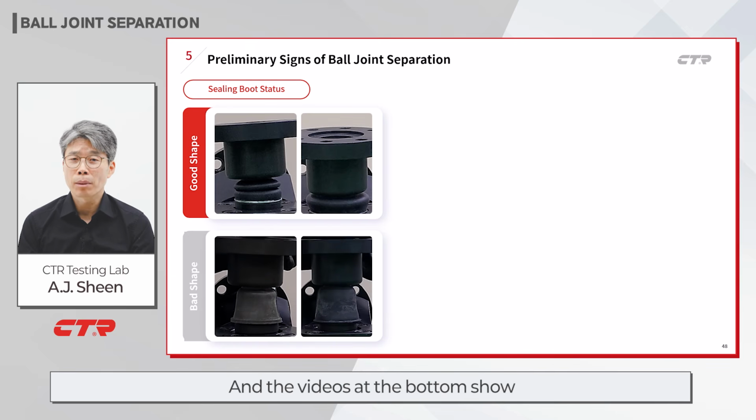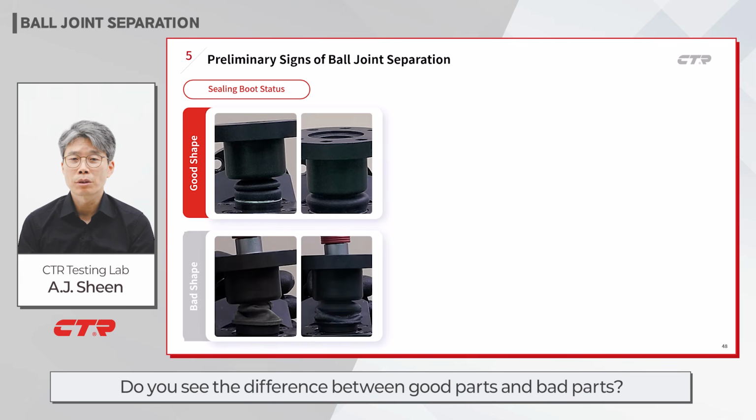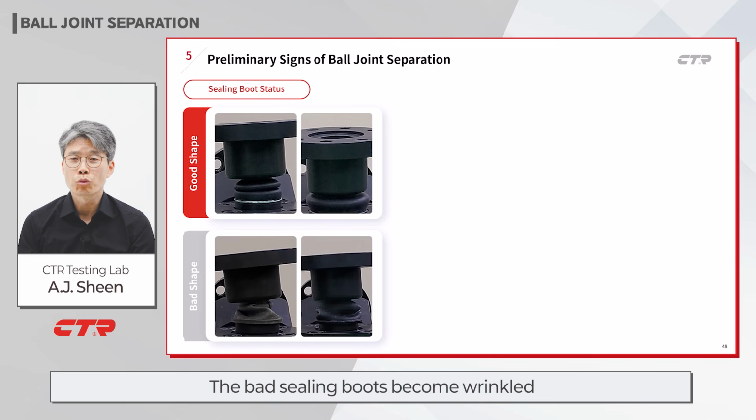And the videos at the bottom show what bad sealing boots look like when installed in the mating part. Do you see the difference between good parts and bad parts? The bad sealing boots become wrinkled and distorted after being assembled with the mating part. What would happen if I drove the car with these bad parts installed? Now let me show you what happens.